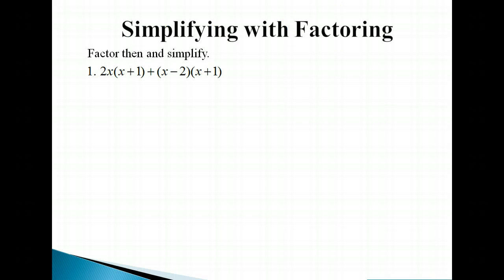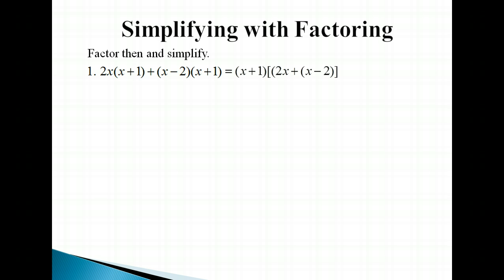Okay, for our first problem, we have 2x times (x plus 1) plus (x minus 2) times (x plus 1). They have a common factor of x plus 1, so we're going to factor that out. In other words, we're dividing it out. So if we divide our first term by x plus 1, we're only going to be left with 2x. For our second term, we'll be left with x minus 2.